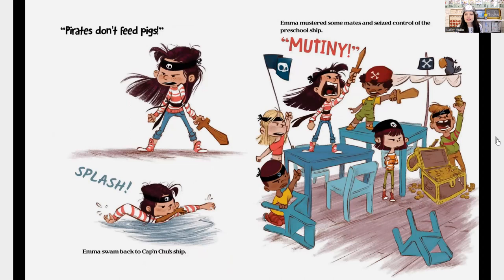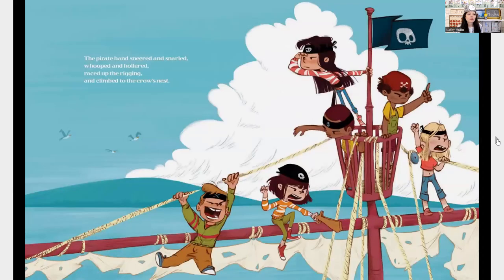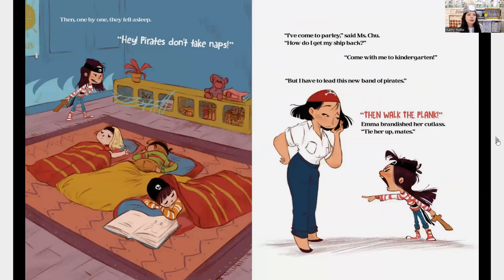Emma mustered some mates and seized control of the preschool ship. Mutiny! The pirate band sneered and snarled, whooped and hollered, raced up the rigging, and climbed to the crow's nest. Then one by one they fell asleep. Hey, pirates don't take naps. I've come to parley, said Miss Chew. How do I get my ship back? Come with me to kindergarten. But I have to lead this new band of pirates. Then walk the plank. Emma brandished her cutlass.